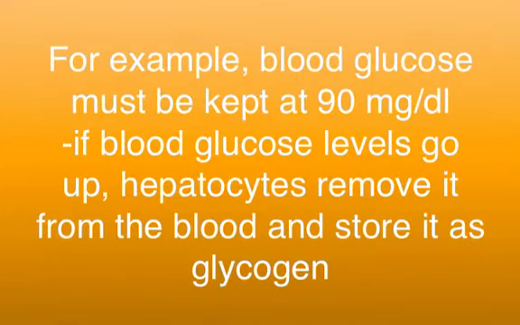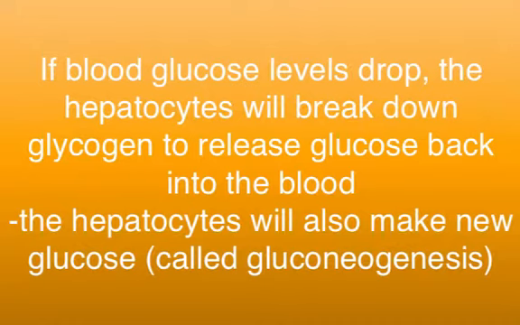For example, blood glucose levels need to be kept at around 90 milligrams per deciliter. So if the blood glucose levels go up, the liver cells, called hepatocytes, will remove it from the bloodstream and store it as glycogen, or use it to make other lipids that can be stored in the liver or other tissues. If the blood glucose drops, these hepatocytes will then break down the glycogen to release glucose, and they will also make glucose from other compounds, and this we call gluconeogenesis.